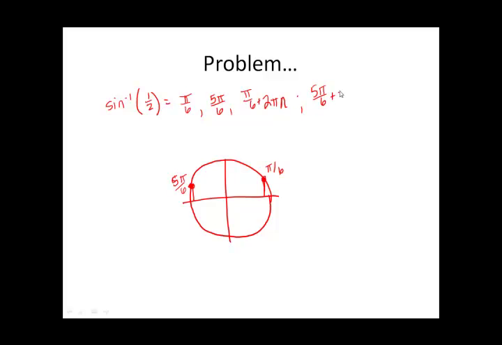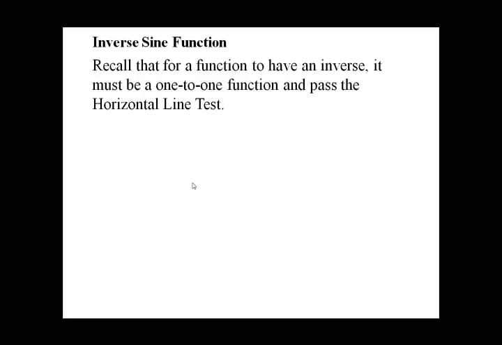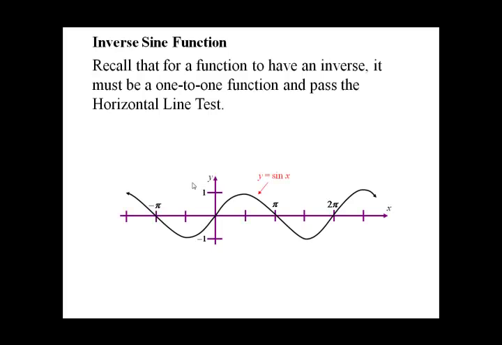I could find coterminal angles with it just by wrapping around the circle and ending up in that same exact spot again and again. So there are multiple answers for this. So recall, for a function to have an inverse, it must be 1 to 1 and pass the horizontal line test. So let's look at that function of sine.